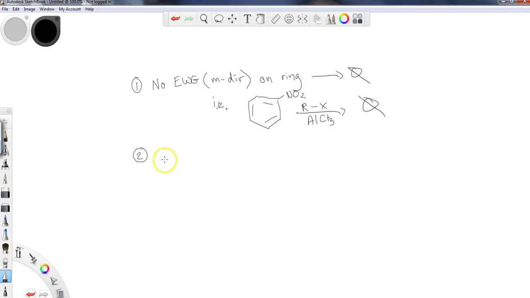So number two, we cannot have any amines. So no amines are allowed. And this includes something like NH2, even though that's an activator. The problem with this is that the nitrogen is going to act as a good nucleophile, and it will interact pretty readily with the catalyst. So it doesn't really have to do with the carbocation itself, though some people may think about this attacking the carbocation, which is a good thought process.